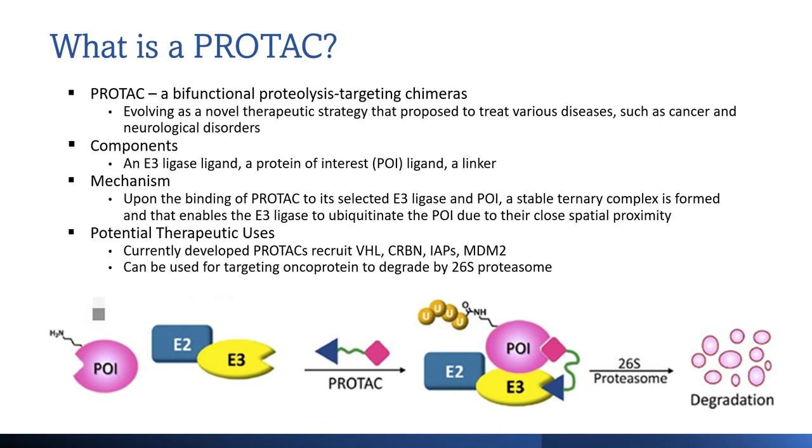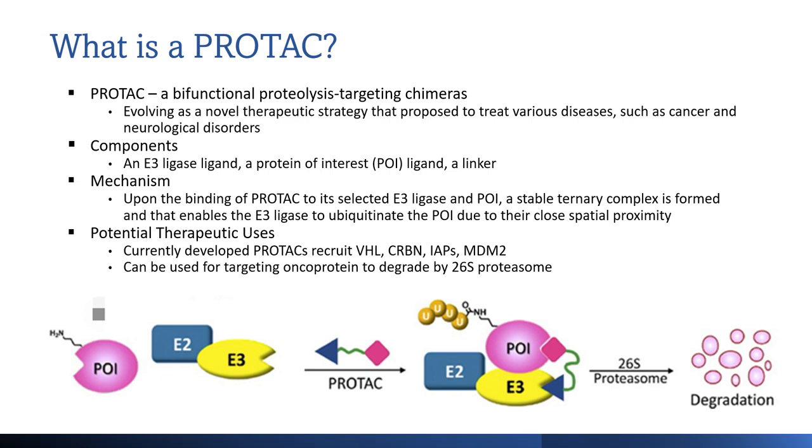A PROTAC is a bifunctional molecule that refers to proteolysis targeting chimeras. It is evolving as a novel therapeutic strategy that proposes to treat diseases such as cancer and neurological disorders. A PROTAC consists of three components, which are an E3 ligase ligand, a protein of interest ligand, and a linker. As the name implies, the E3 ligase ligand and the protein of interest ligand bind selectively to its E3 ligase and protein of interest respectively.